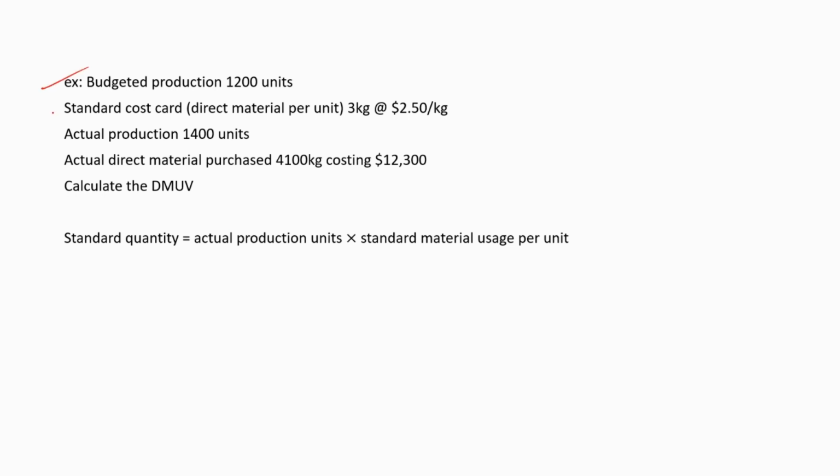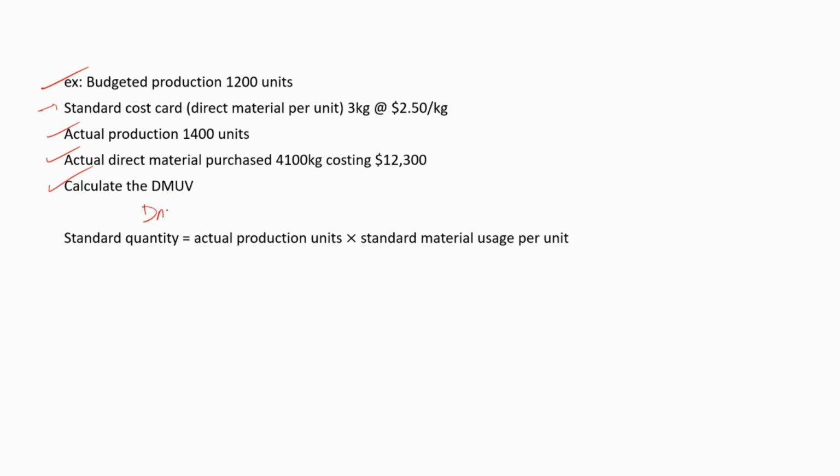Budgeted production is 1200 units. The standard cost card for direct material per unit is 3 kilograms, and 1 kilogram is equal to $2.5. Actual production is 1400 units. Actual direct material purchase is 4100 kilograms and the cost is $12,300. Calculate the direct material usage variance.